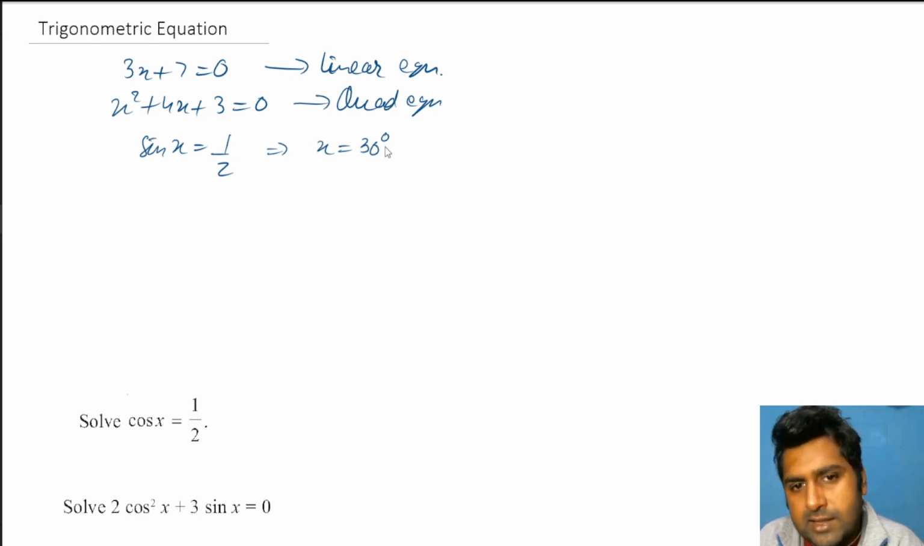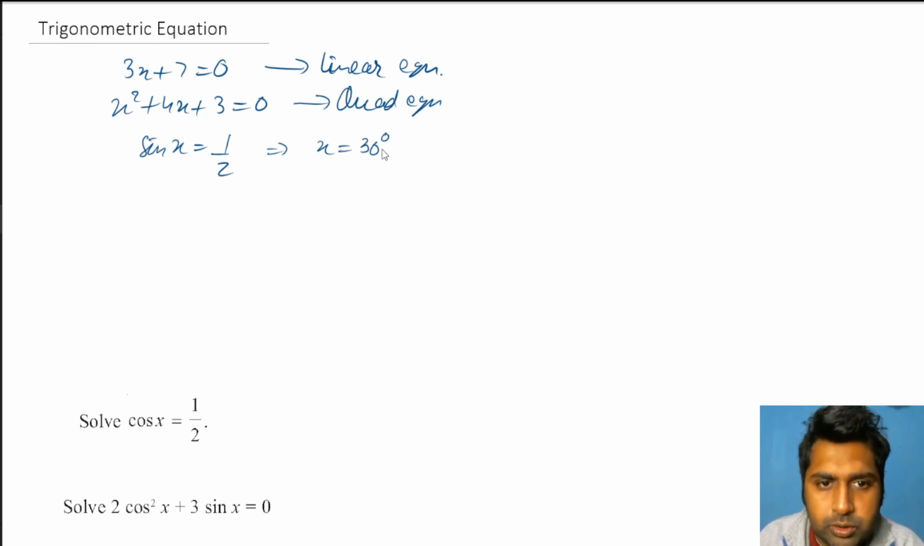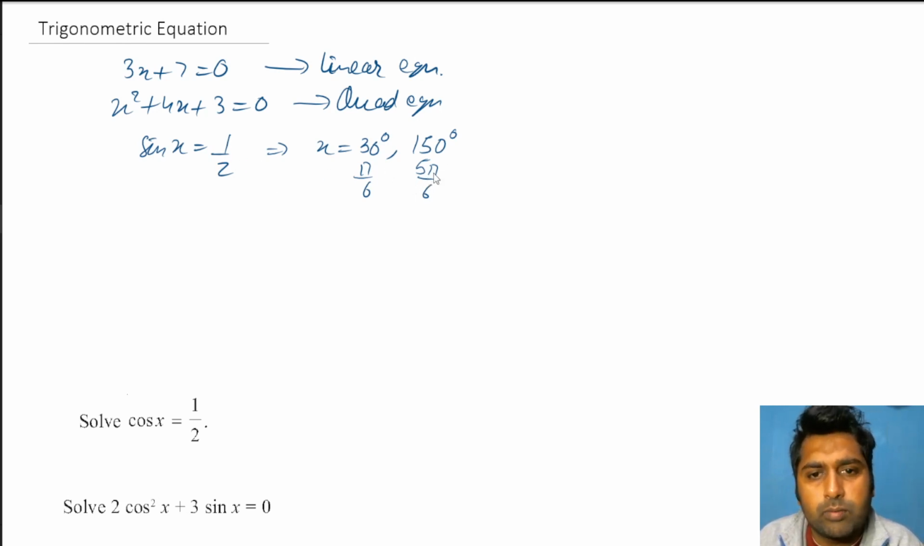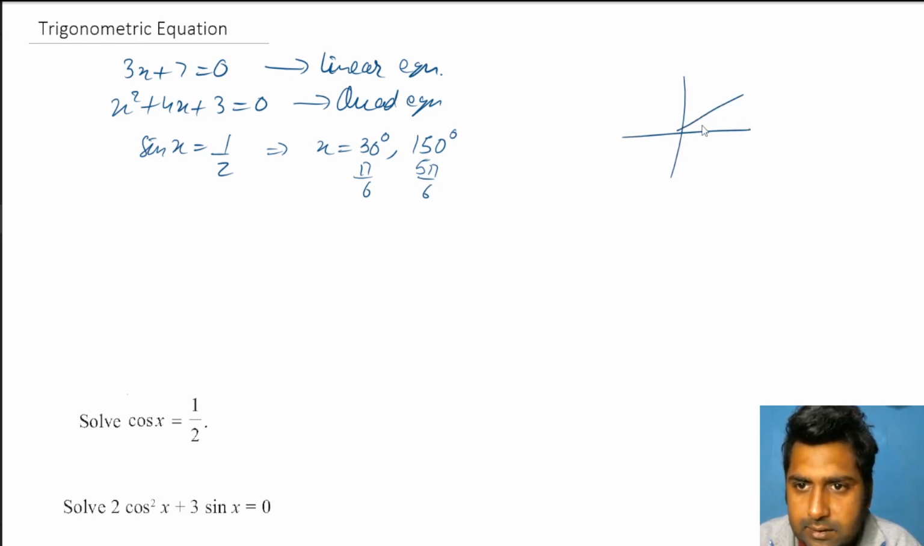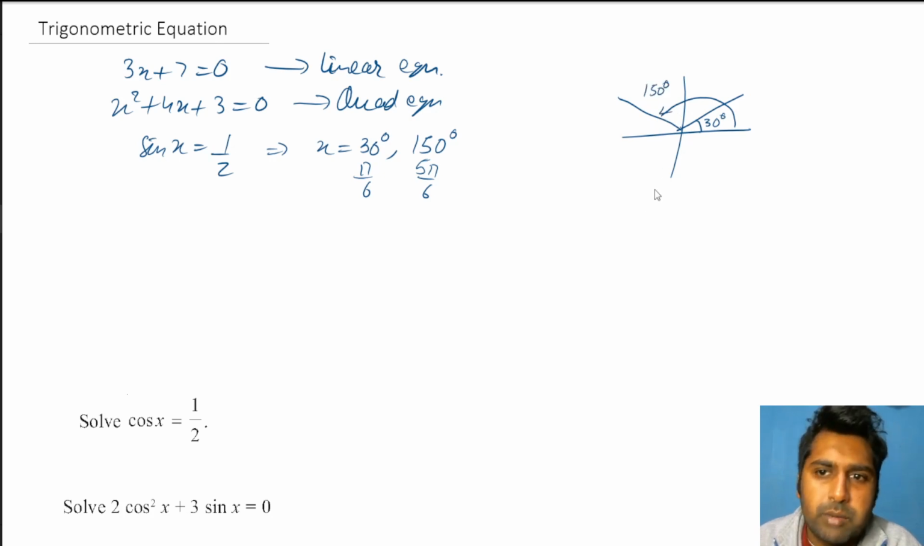Okay, let me first give you the idea why this is not the only solution, because sine is also 1 by 2 when you calculate for 150 degree. But we don't give our answers in degrees, we give our answer in radians. So pi by 6 and 5 pi by 6. If you calculate for both the angles, sine x is 1 by 2, because in second quadrant sine is also positive. So for this 30 degree angle, sine is 1 by 2, and for another angle, that is 150 degree, sine is also 1 by 2.